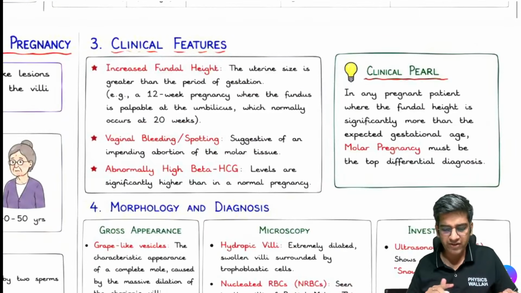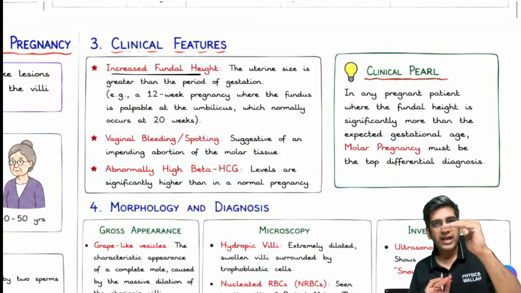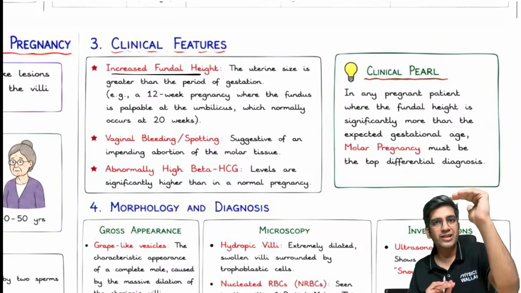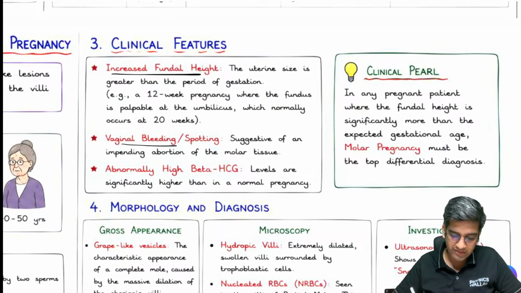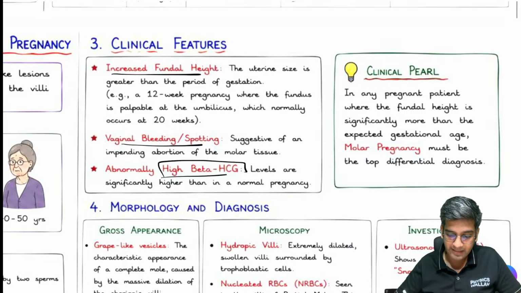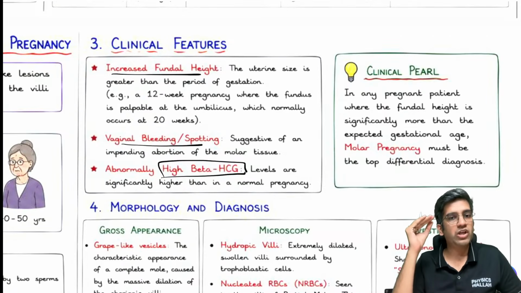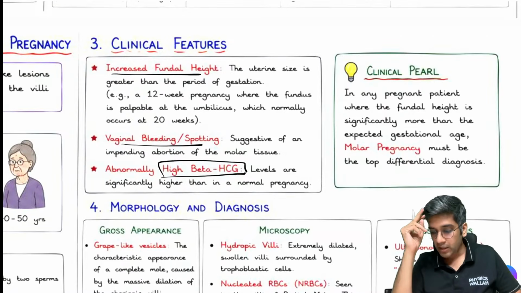Pathogenesis. Classical features: increased fundal height. Every age has a fundal height. If it is going beyond that, we call it increased fundal height, and you have vaginal bleeding or spotting post-pregnancy and a very abnormally high beta HCG. These are the 3 classical clues, clinical features for a hydatiform molar pregnancy, partial as well as complete mole.